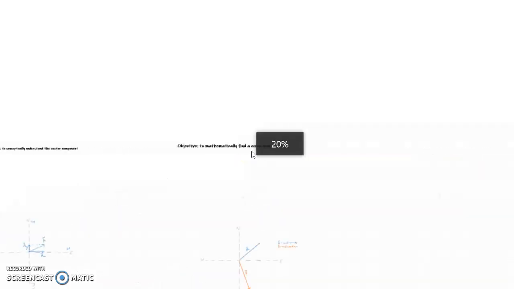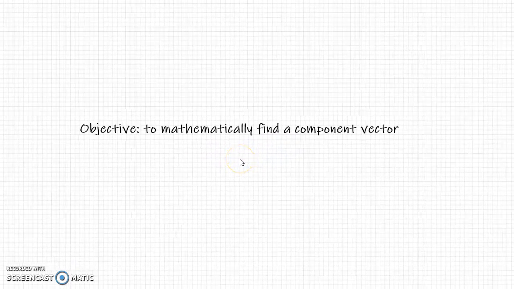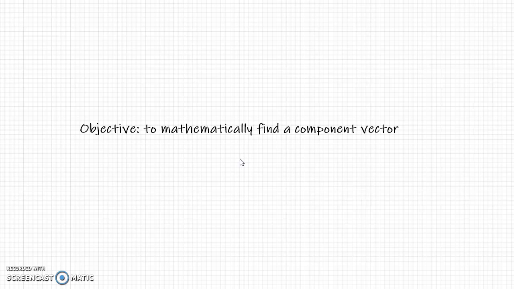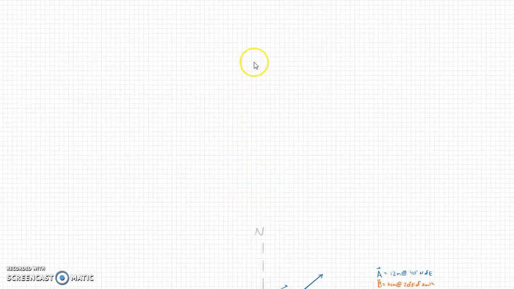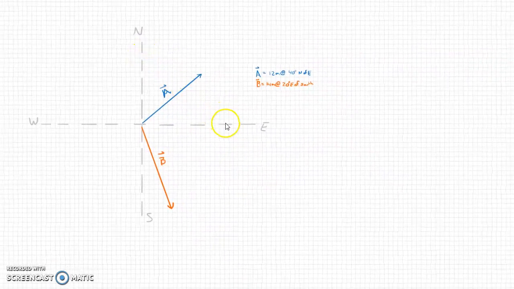We're going to take a look at something to do with components, and specifically, the idea of how to mathematically find a component. In some previous video, we looked at what a component was, and really didn't worry too much about the mathematics of it. But today, we're going to worry a little bit about how to actually mathematically find a component.